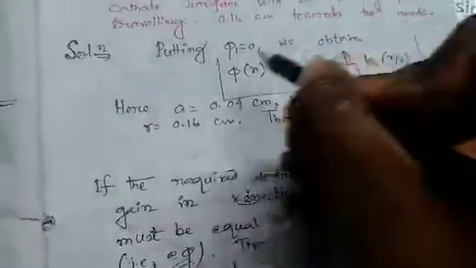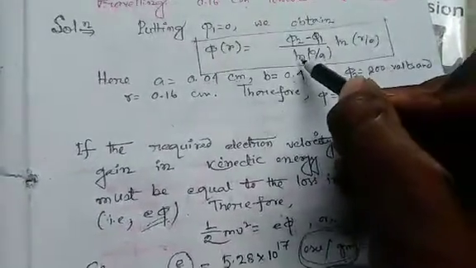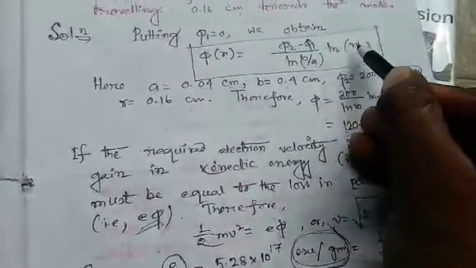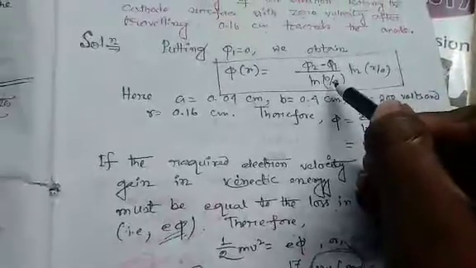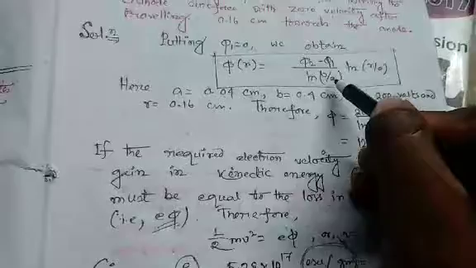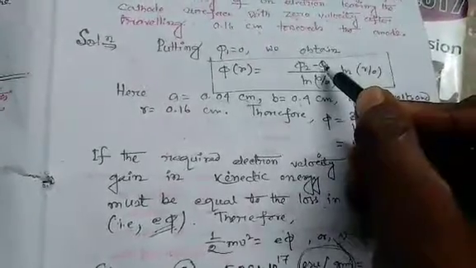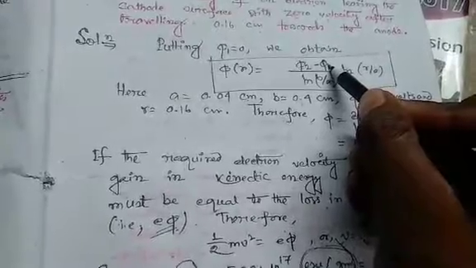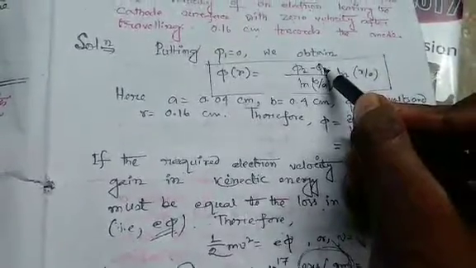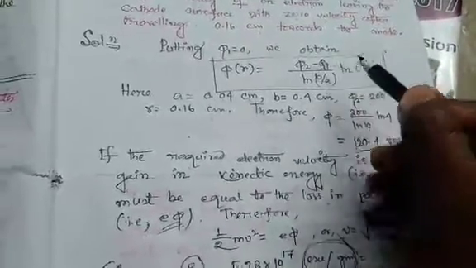So we must remember this formula: phi 2 minus phi 1 by ln b by a into ln r by a, where b is outer surface radius, a is inner surface radius, and phi 2 is outer voltage, and phi 1 is inner voltage. Here the cathode, that is the inner surface, is earth, so phi 1 equals to 0.